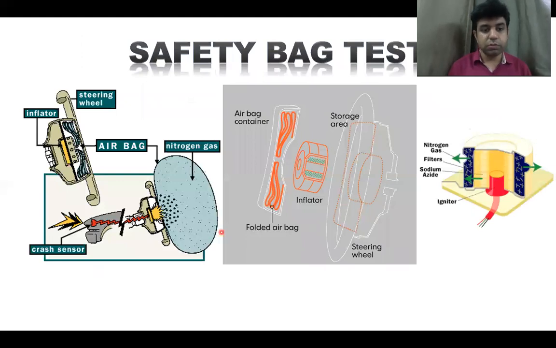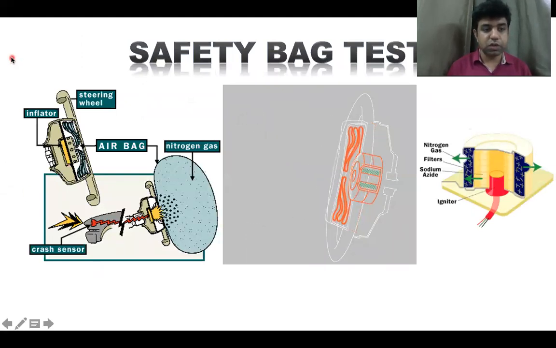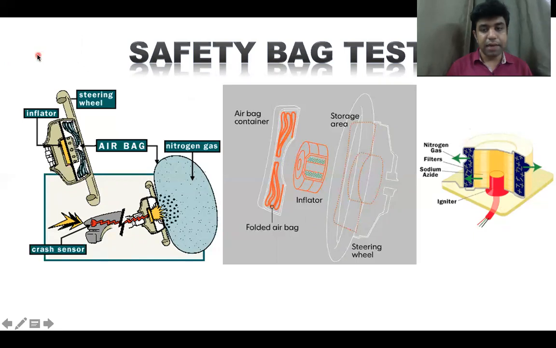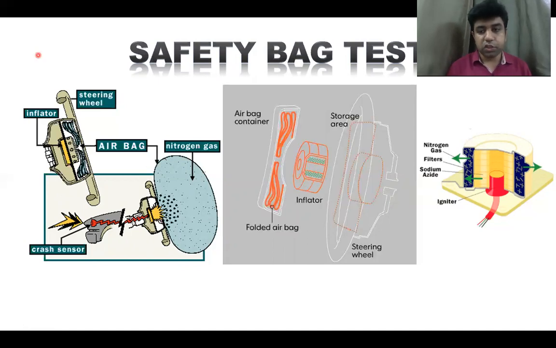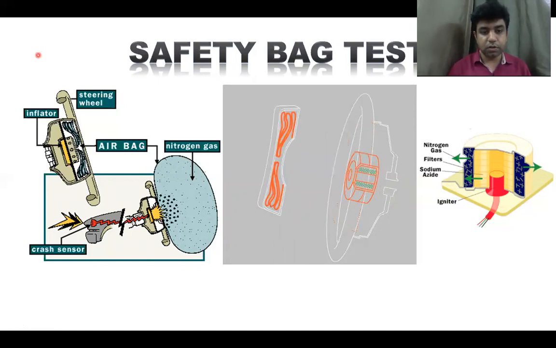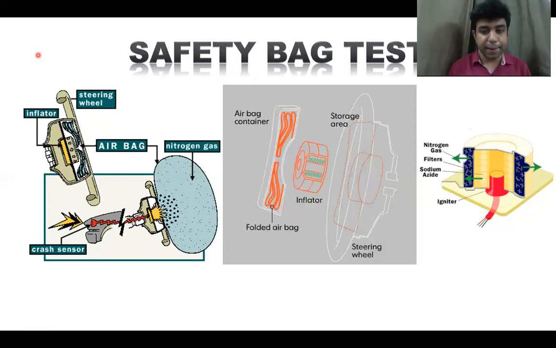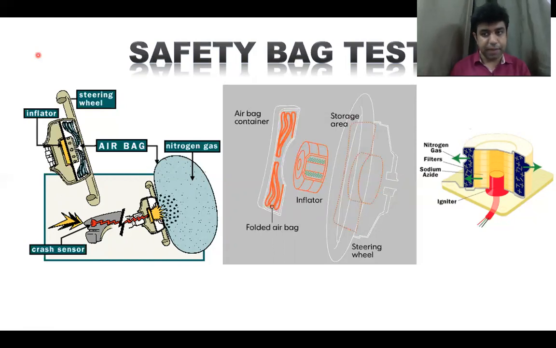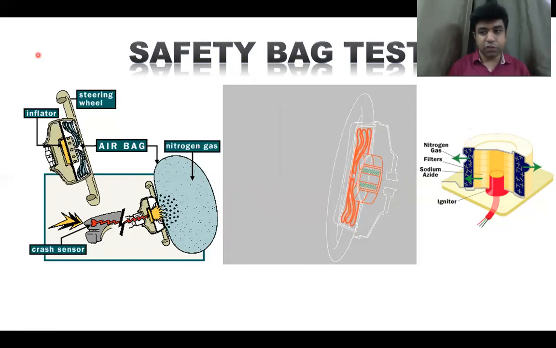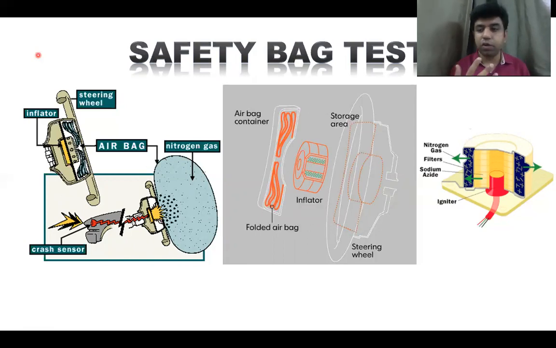Next one is the most important and the interesting one, that is airbag testing or safety bag testing. In order to understand this particular test, we need to first of all go through the pattern of the opening of the airbag. Actually, the airbag plays a role whenever there is a front collision. Nowadays, for the side impact collision also, we are having airbags, right? But let us first of all understand the case of front collision, right?